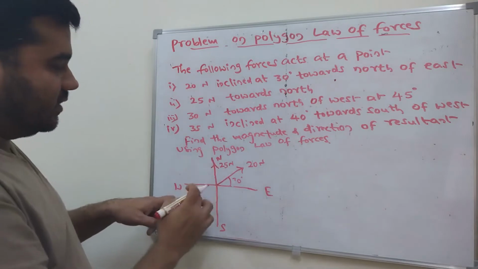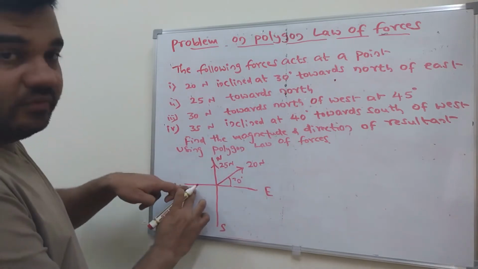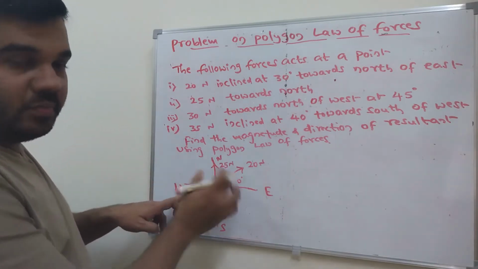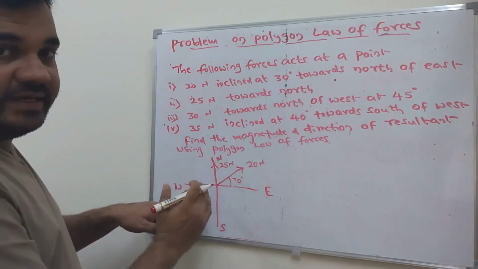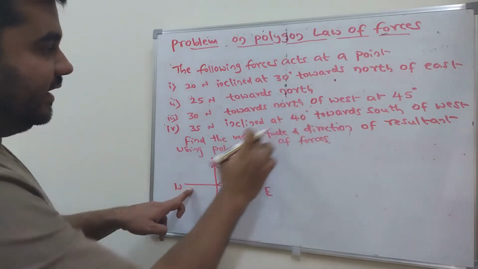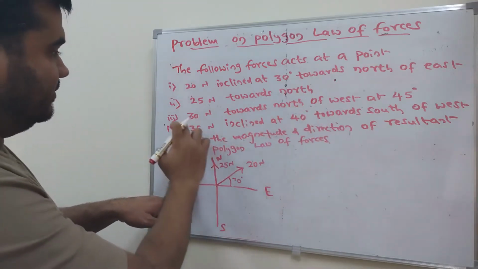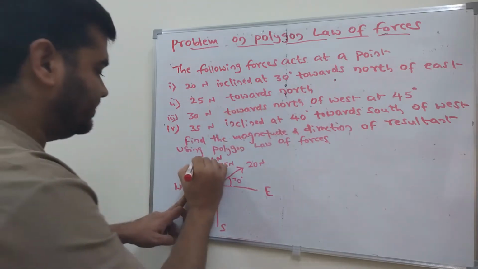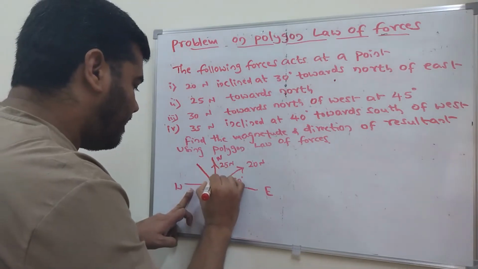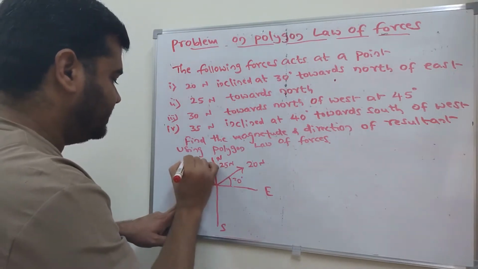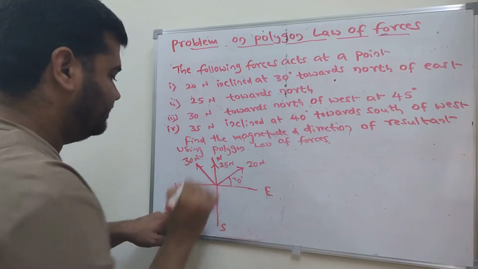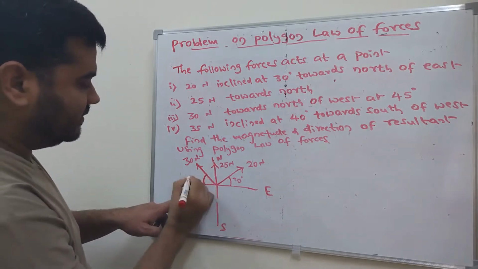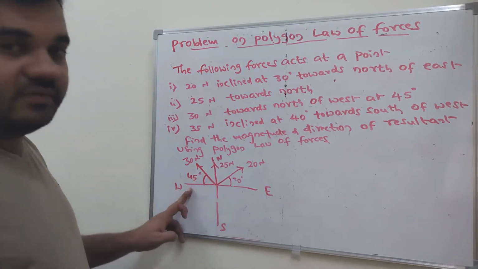30 Newton towards north. This is towards north, but starts from west here at 45 degrees. It means 45 degrees is related to west. The matter is 45, it is 90 degrees, but the thing is, it is towards west. That is towards north, but starts from west here. This is 30 Newton. This is 45 degrees.